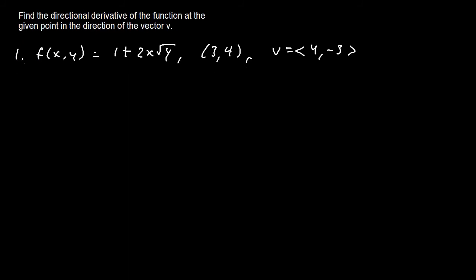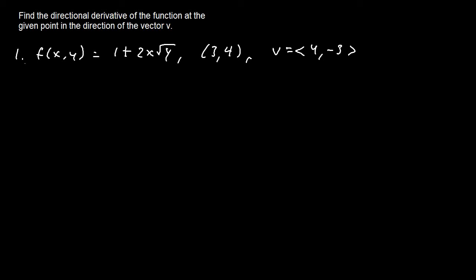So for these next set of problems, we need to find the directional derivative of the function at the given point in the direction of the vector v. So for number 1, f of x and y equals 1 plus 2x times the square root of y. The given point is (3, 4), and the given vector is (4, negative 3).